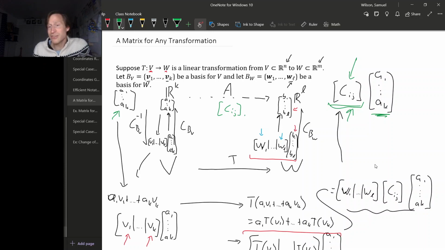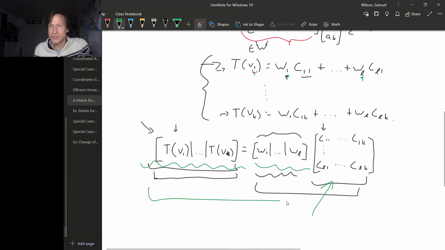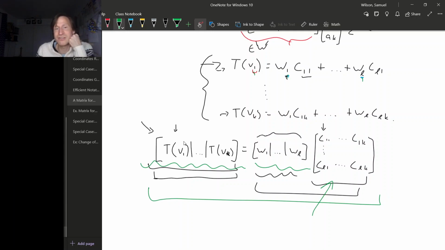This whole thing also tells us how we can find the C matrix. Right? The C matrix comes from this equation right here. So to find the C matrix in any particular situation, we will know or be able to find these output vectors from the transformation. We will have some basis in mind, so all the W's we will know. And so this is just some big matrix equation that we need to solve. So let's look at an example of actually finding this C matrix.